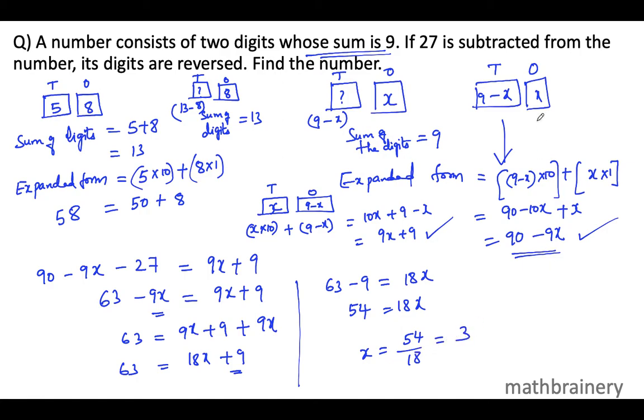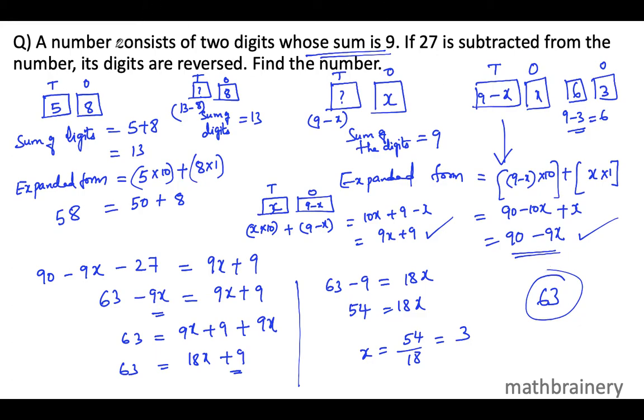Alright. So what should be the 2-digit number now? If x value is 3, that is the digit in ones place is 3, the digit in tens place must be 9 minus x, that is 9 minus 3, which must be 6. So the 2-digit number must be 63. Do you understand? Let me just explain it to you again.